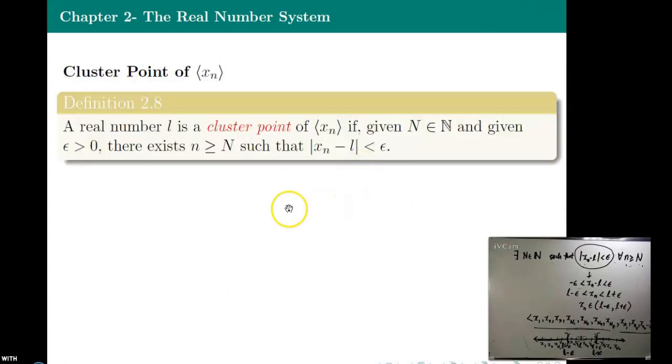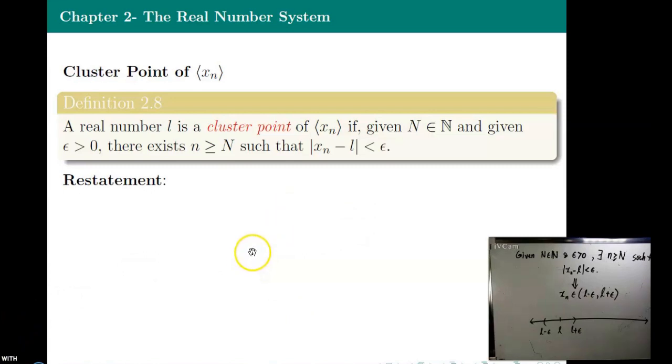For the cluster point of the sequence, we have a real number L is a cluster point of the sequence if given a natural number big N and given epsilon greater than 0, there exists n greater than or equal to big N such that this will hold. Now, what's the difference between the limit of a sequence and the cluster point of a sequence?